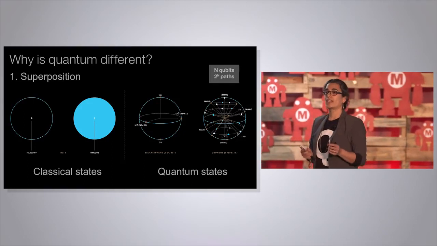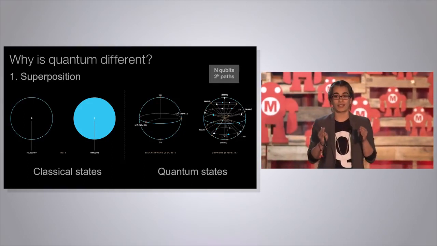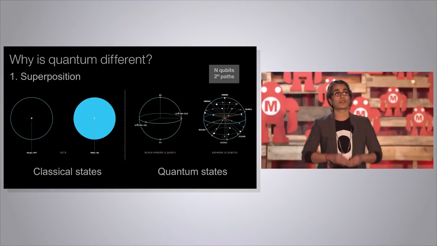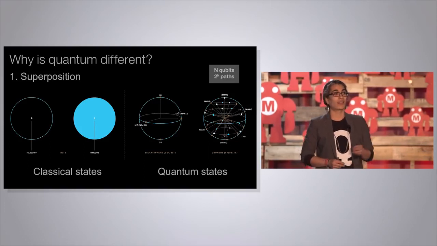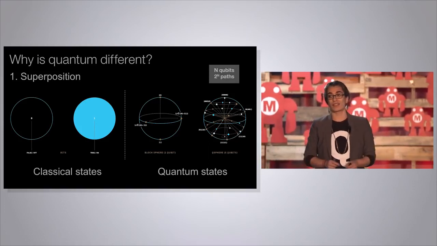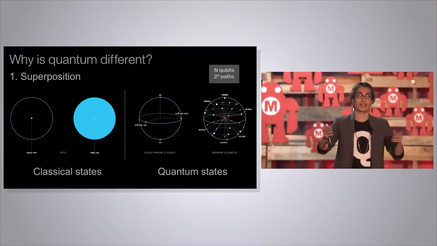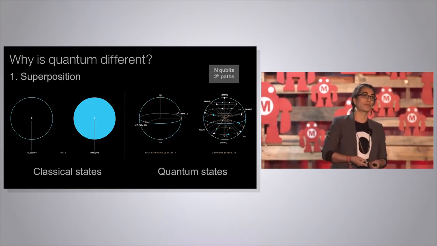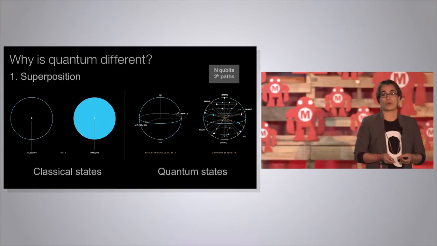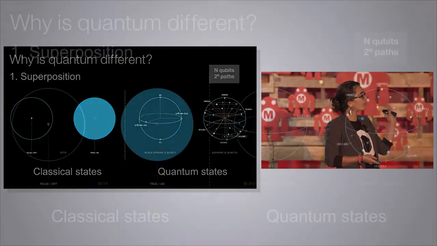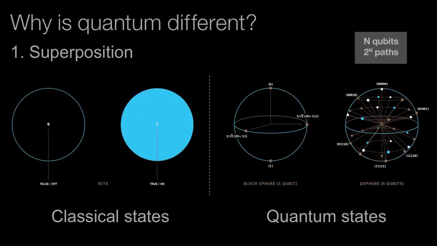So if 1 qubit can be in a superposition of 2 states, then 2 qubits can be in a superposition of 4 states, and 3 qubits can be in a superposition of 8 states. So the possibility space you can explore is much more interesting and complex in quantum information. The diagram on the right is showing you a superposition of 5 qubits, right? So you can be in a superposition of 32 states. So superposition is the first thing.